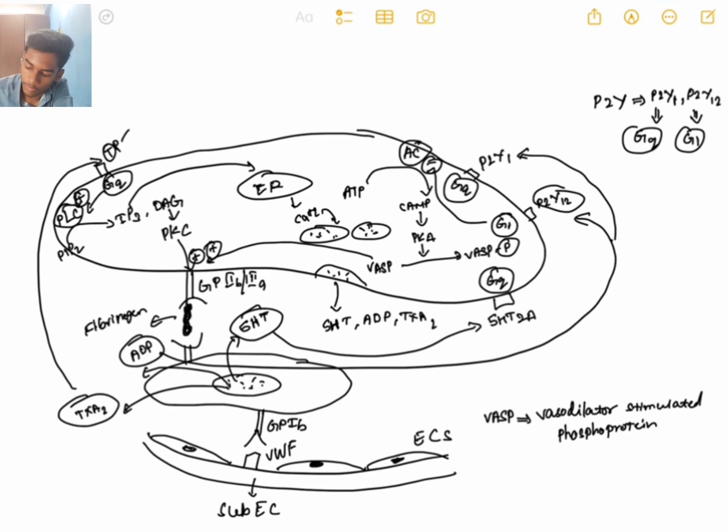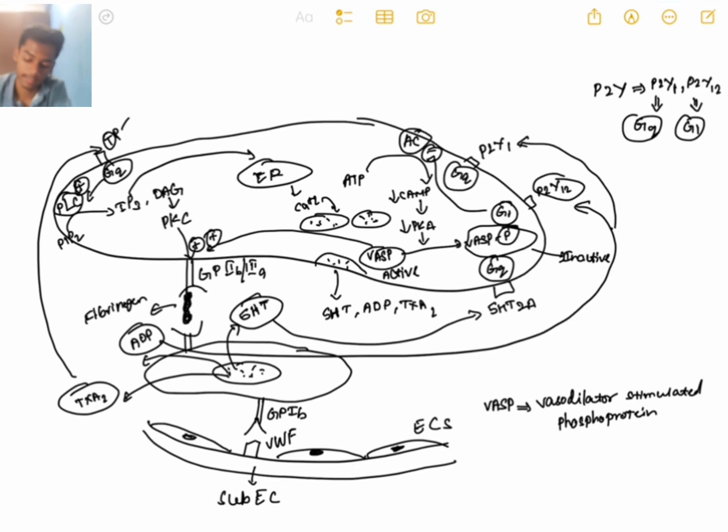So now see, at the P2Y12 receptor on which ADP acts, there is inhibition of adenyl cyclase, which will cause less cyclic AMP formation, less protein kinase A formation. So VASP will be more. This VASP is the active form. VASP in phosphorylated form is inactive. So there will be more VASP in activated form, which will lead to more activation of the GP2B3A receptor. So there will be more platelet aggregation. This is how ADP, thromboxane A2 and 5-HT will cause platelet aggregation.